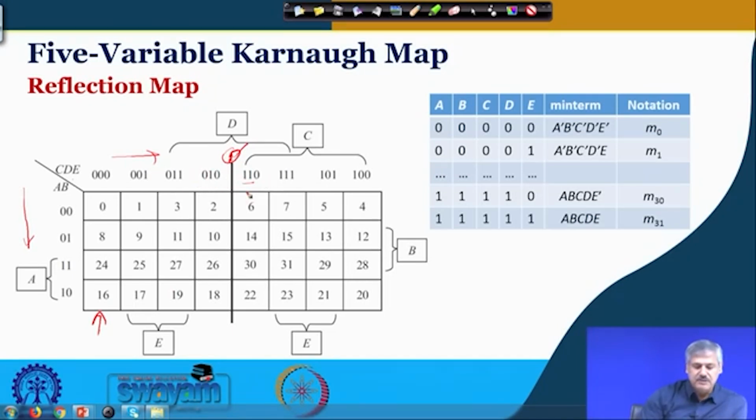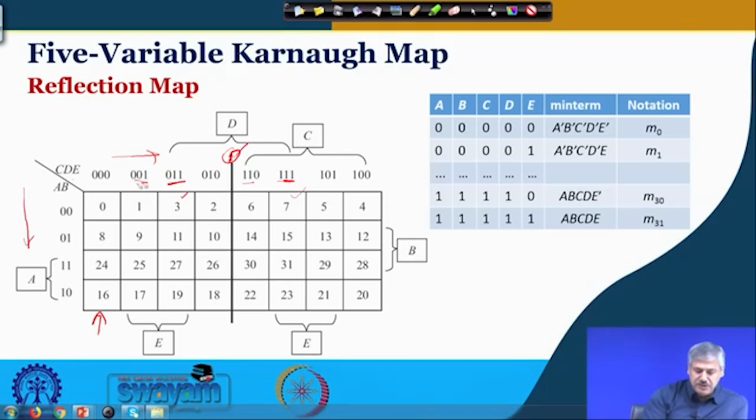Okay, for the value C, 0 1 1, its reflection is 1 1 1. Reflection means 0 and 1 just get reflected, while the 1 1 remains the same. So between cell 3 and 7 there is an adjacency, because only one variable is changing, that is C.